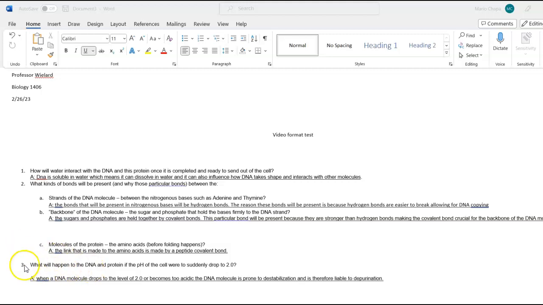And what will happen to the DNA and protein if the pH of the cell were to suddenly drop to 2.0? When a DNA molecule drops to the level of 2.0 or becomes too acidic, the DNA molecule is prone to destabilization and is therefore liable to depurination due to the acidity of the molecule at that level.